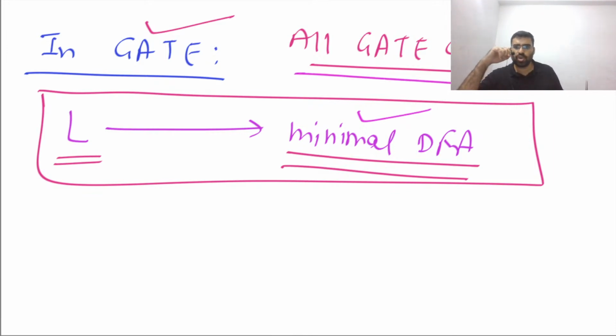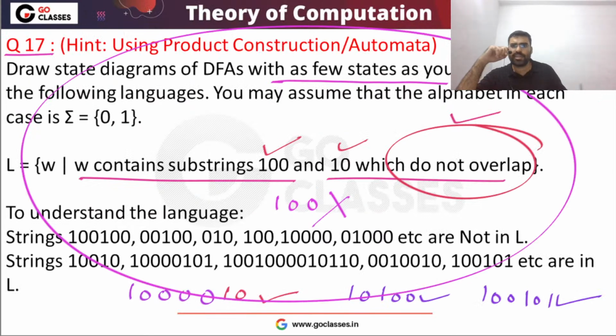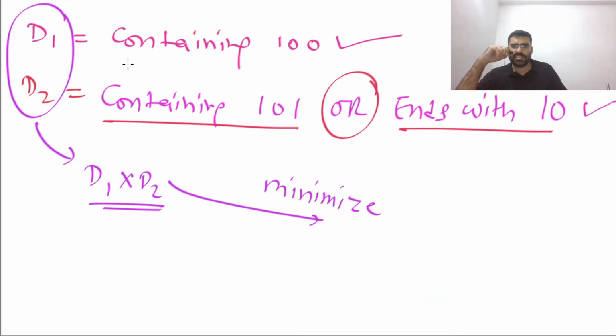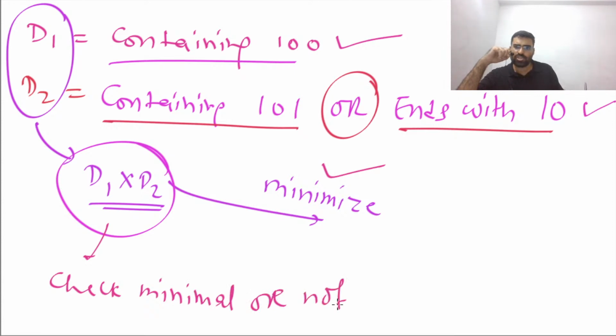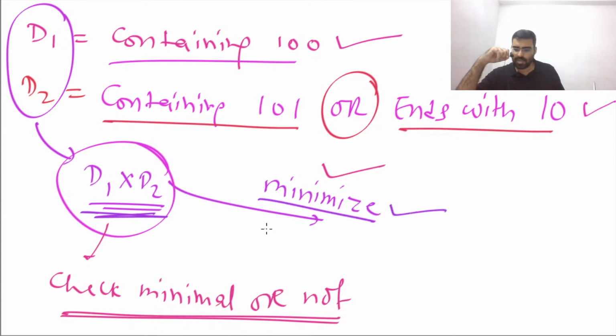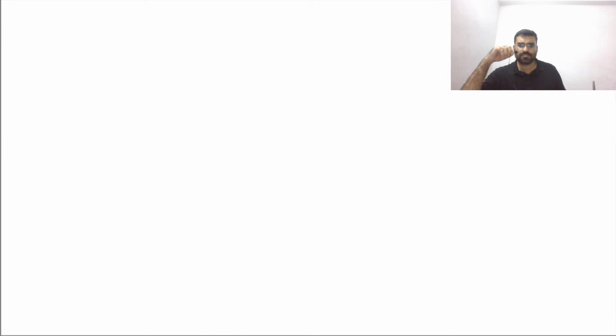So you don't have to worry about the GATE exam, but you can take this question as practice. You create these two DFAs, then create the product automata, and then check whether it is minimal or not. We know how to check it. In this D1 cross D2, you have to find out which states are equivalent and which are not, and then minimize. This is your complete homework.